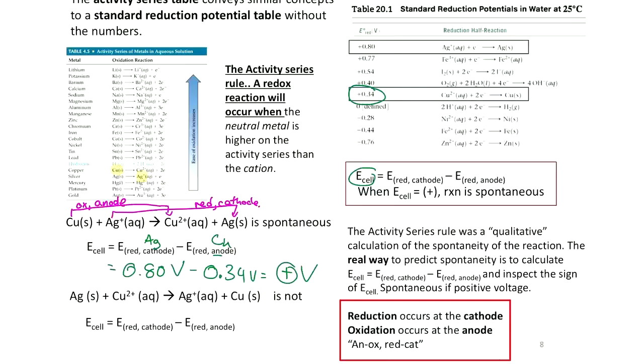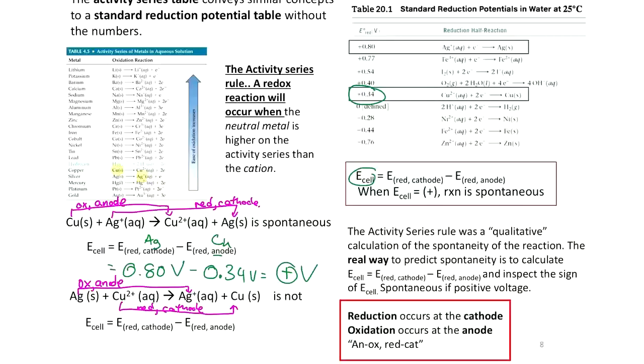So I flipped the reaction. Silver solid plus copper 2 plus is not spontaneous. When we used the activity series, we saw that a reaction doesn't happen. So what do you think the sign of E cell is here? It's negative. So let's prove it, by doing the same concept. Silver is being, what is it? Oxidized. So it is the anode. But this time copper is being reduced, so it is the cathode.